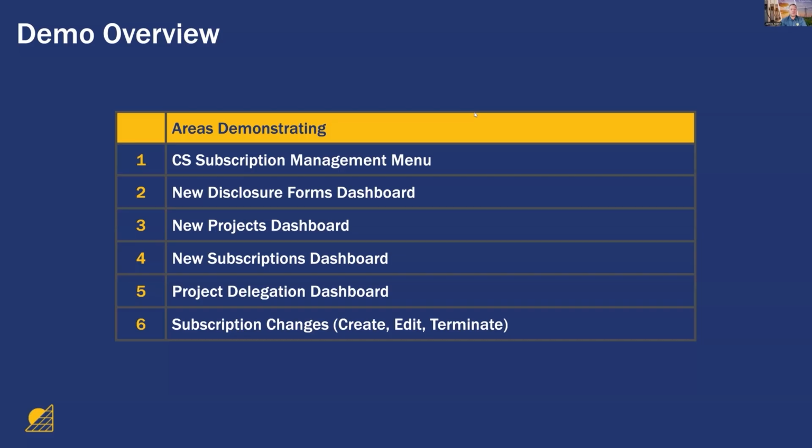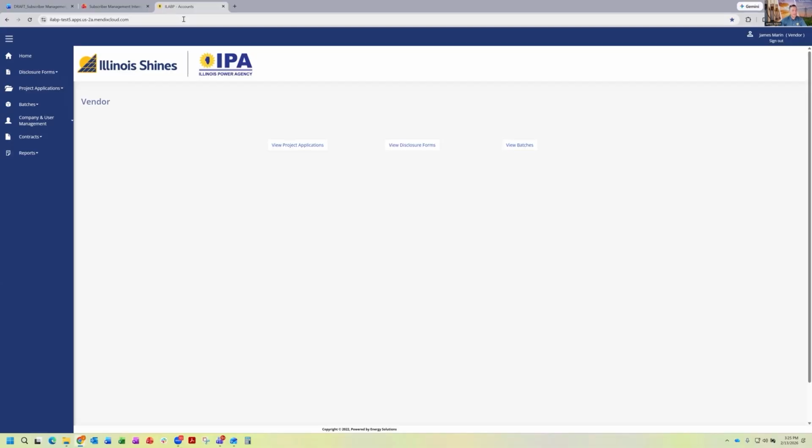And then lastly, we're going to make some subscription changes. We're going to create a subscription, we're going to edit a subscription, and then we're going to terminate a subscription. And then in the process, show you the validations that are related to doing that. So let's get started.